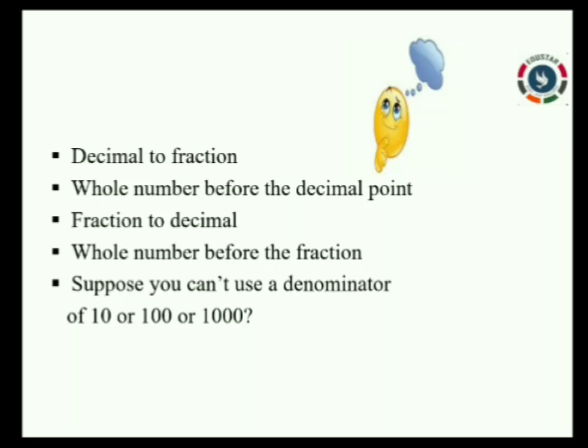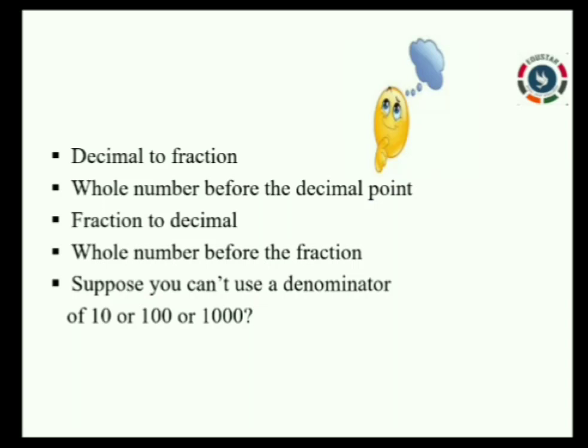Using the place value table, we have to find the denominator of the fraction. The place value of the last digit in the number is your denominator, right? Yes. Next one, whole number before the decimal point. If you have a whole number before the decimal point, you have to write the whole number as it is. Then you have to convert the decimal part into a fraction.